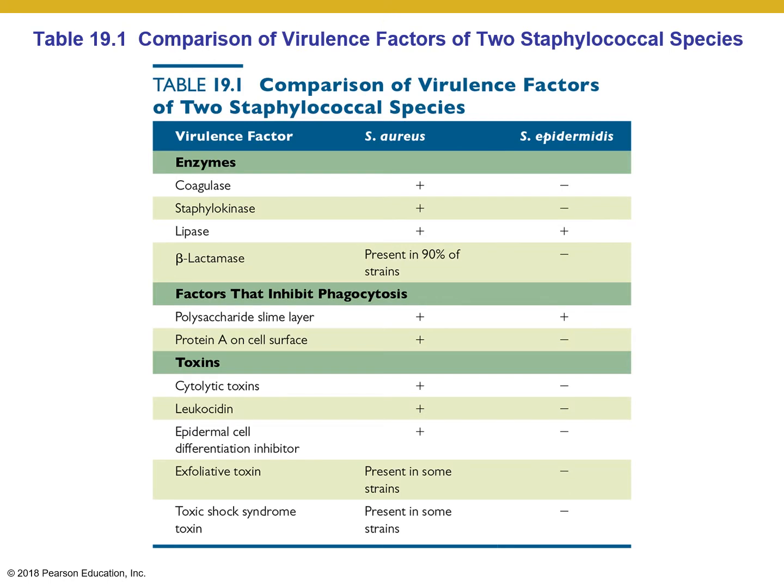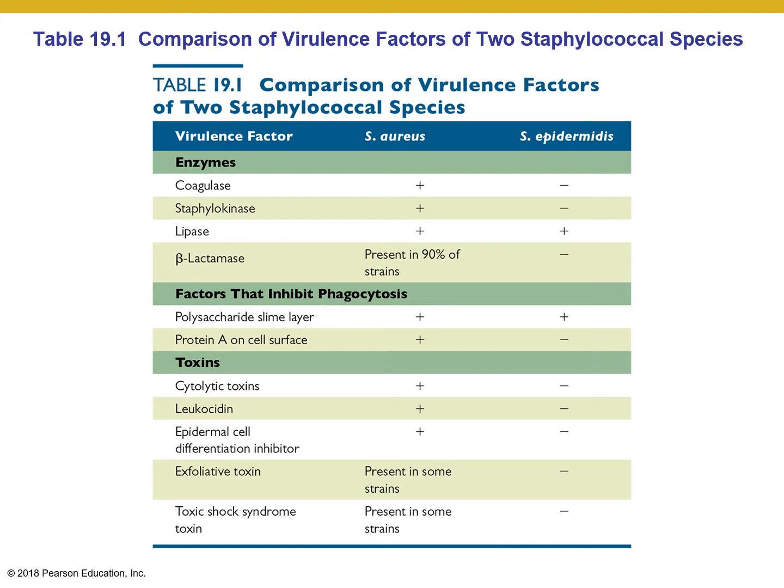So what are some of the problems that we see with Staphylococcus? Well, if you look at this chart, table 19.1, and look at the virulence factors. In other words, these are the things that cause the pathogen to be virulent, the pathogen to cause a disease. And look at these enzymes. Coagulase will break down blood clots. Staphylokinase, lipase, beta-lactamase.